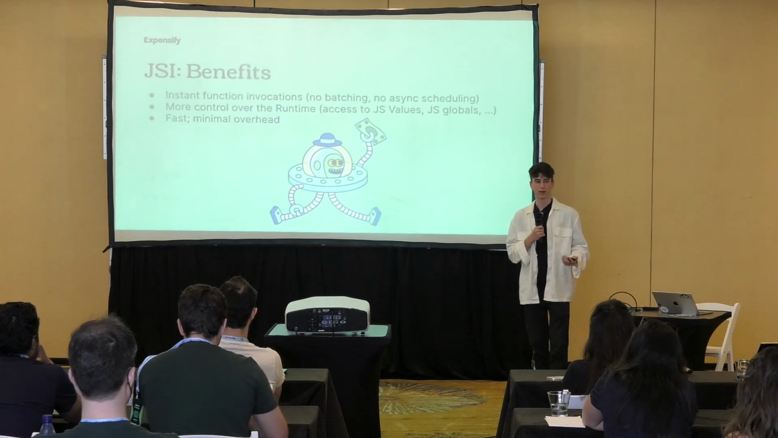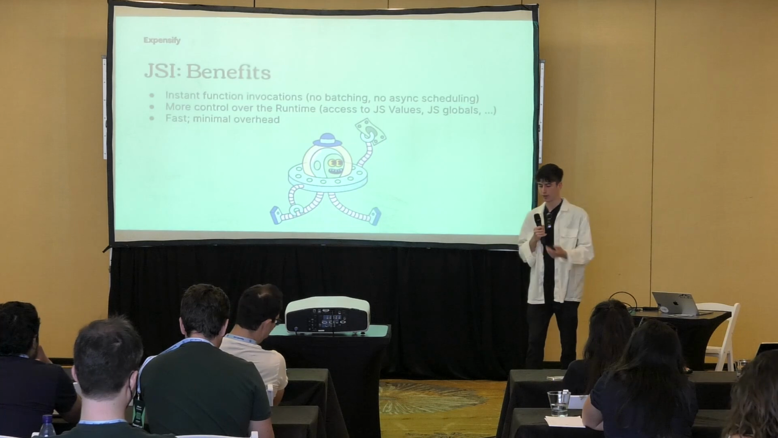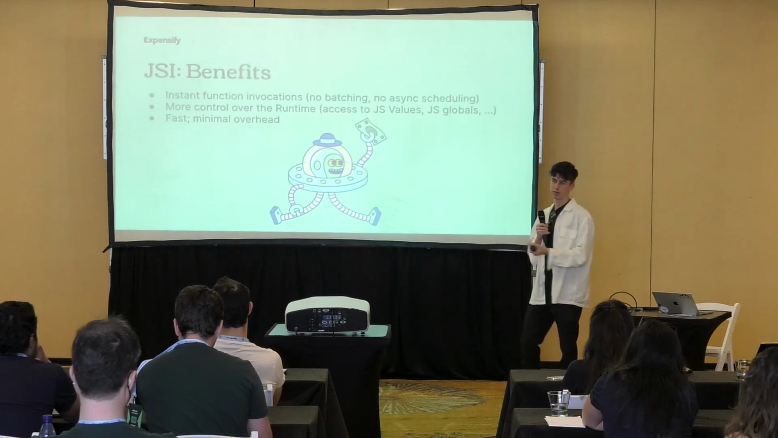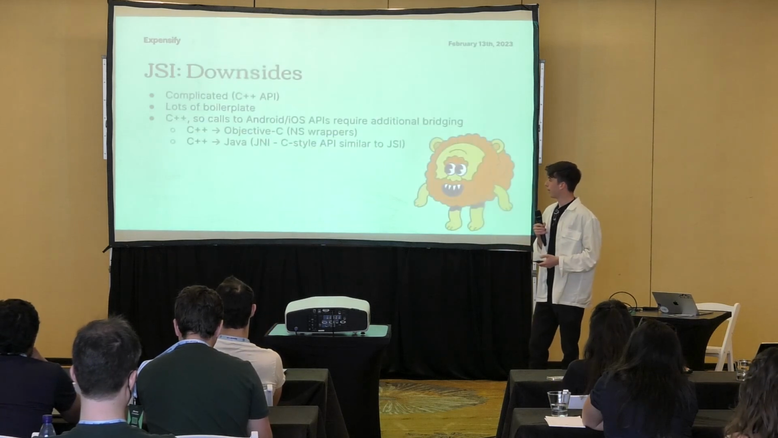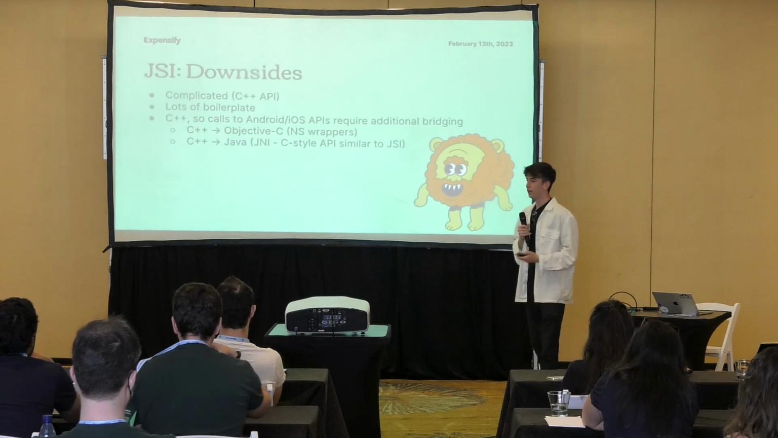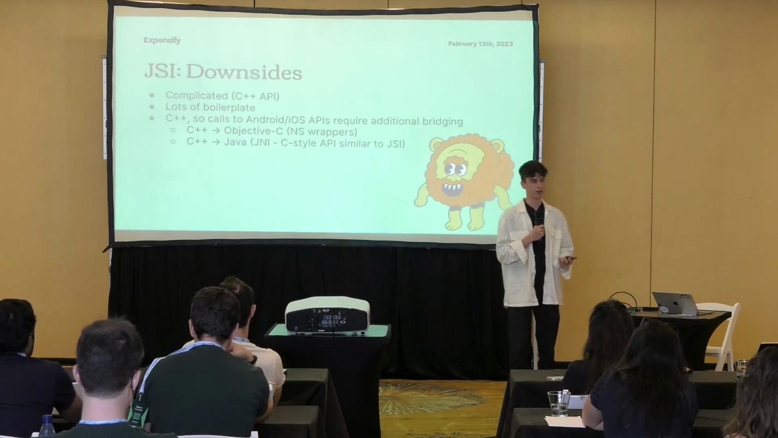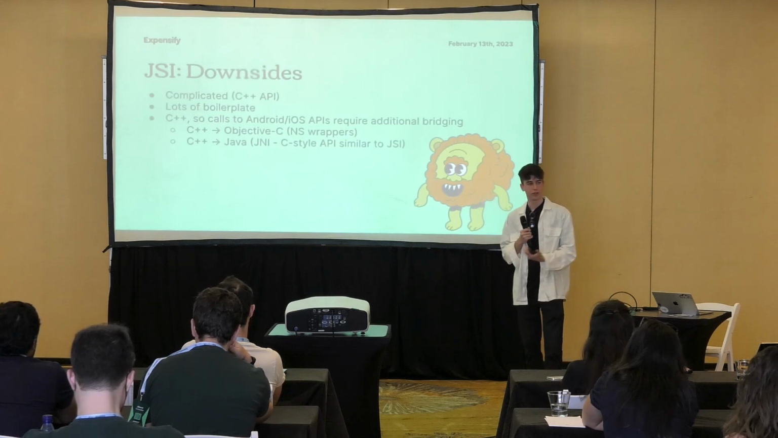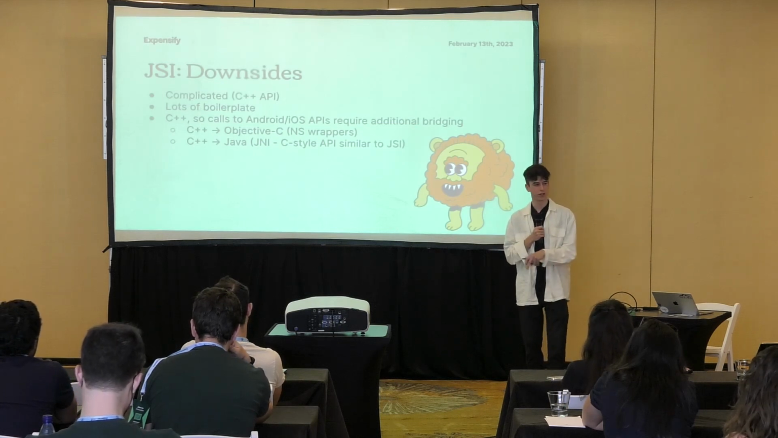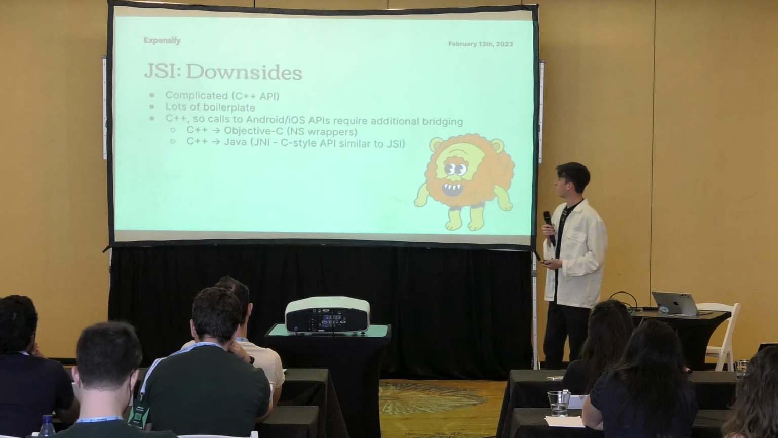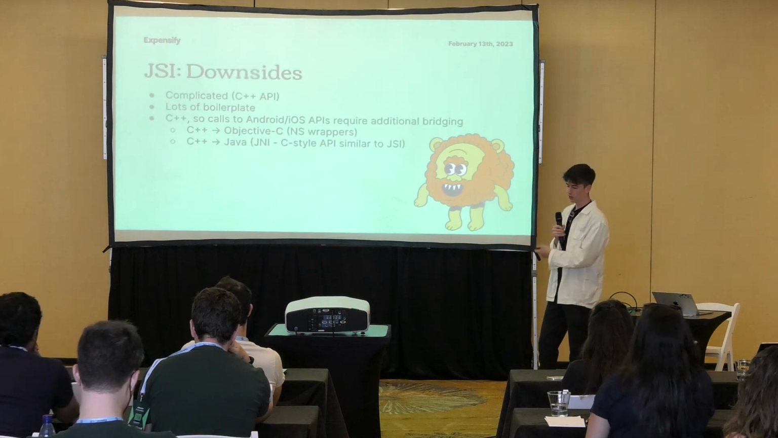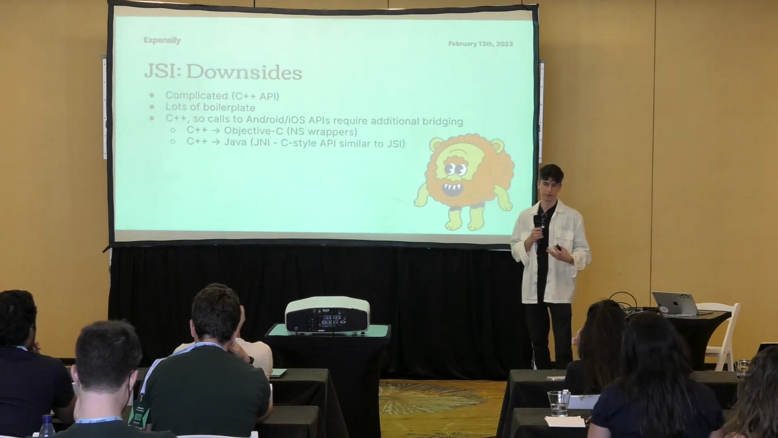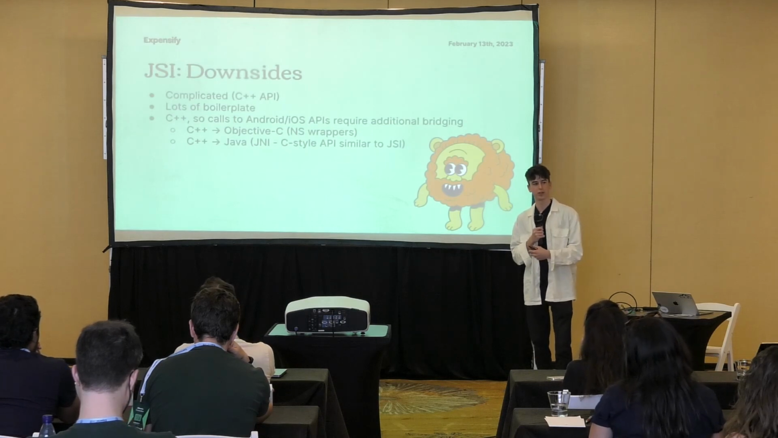Obviously, using the runtime directly, like a Hermes function or something like that, would be quicker, but the benefit of JSI is that it's runtime independent, I guess. Some downsides: yeah, it is complicated. It's a C++ API, and we don't really want to use C++ for native modules. It has lots of boilerplate code, as we saw before. The whole function creation is really, really complex. And it is C++, so to actually use JSI, you require some additional bridging.